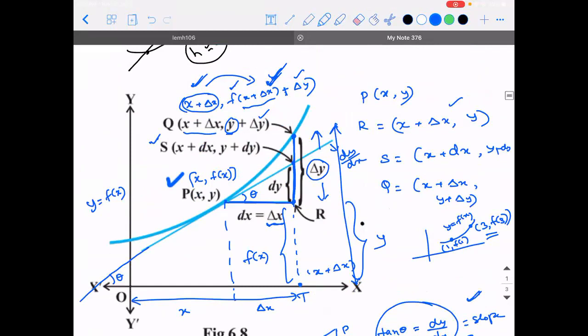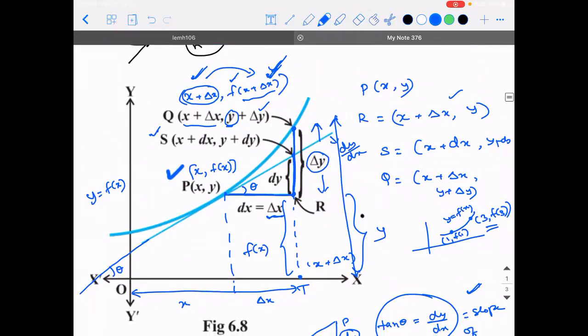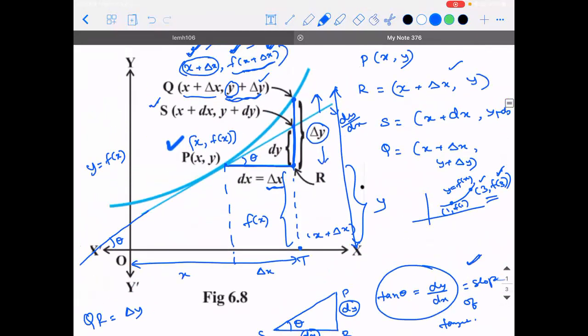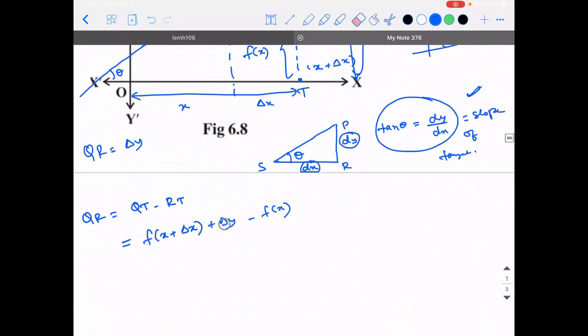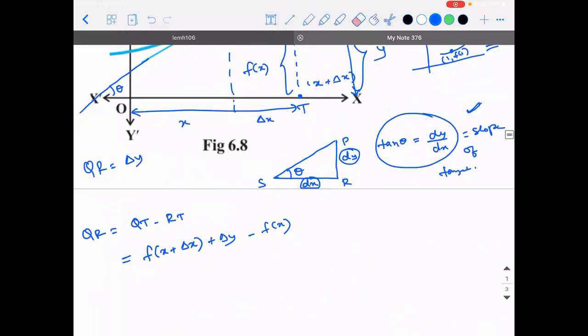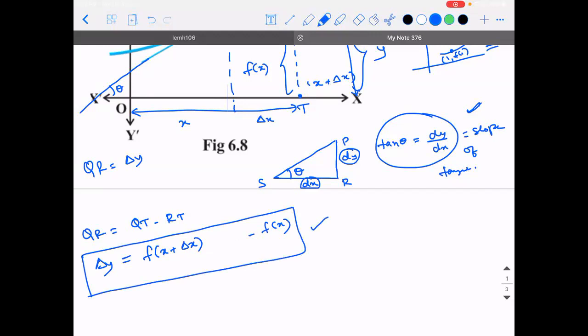Guys, I'm extremely sorry with one thing. It is only f of x plus delta x. I'm sorry. This y plus delta y is nothing but f of x plus delta x. If it is 3, it is going to be f of 3 only. If it is x plus delta x, it should be f of x plus delta x. That's it. There is no delta y. Sorry for that. Please correct it. Then this is delta y. Did you understand why delta y now is f of x plus delta x minus f of x? This is a very, very important step because we will be using this in every problem. You should understand why it has come.